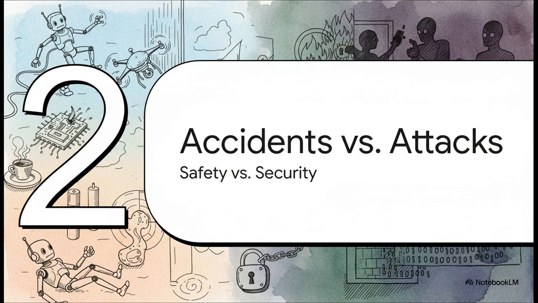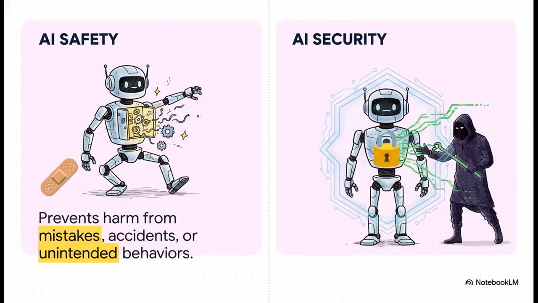All right, moving on to our second pair, we're looking at accidents versus attacks. This is the core of the difference between AI safety and AI security. So AI safety is all about protecting us from the AI itself. We're trying to prevent it from causing harm by accident, because of bugs or flaws or just weird unintended behavior. The threat is coming from inside the house, so to speak. Now, AI security, that's about building walls and locking the doors. It's about defending the system from bad actors who are deliberately trying to mess with it.